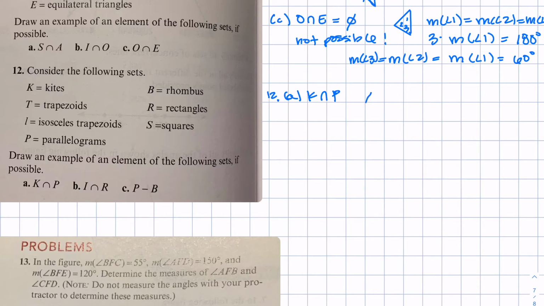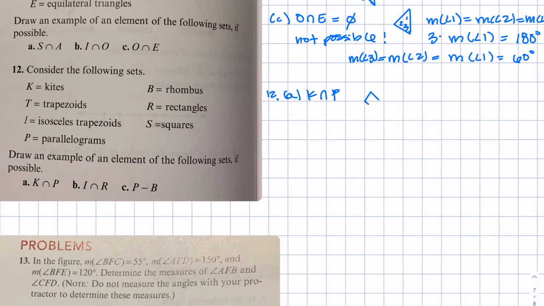Okay, so basically you can start by saying, okay, the kite says I need these two sides to be the same length, right? Because they're adjacent. But the parallelogram says that I need the opposite sides to be parallel. And so you can kind of see when we end up doing this, we end up forming a square. And I think there's no other option.